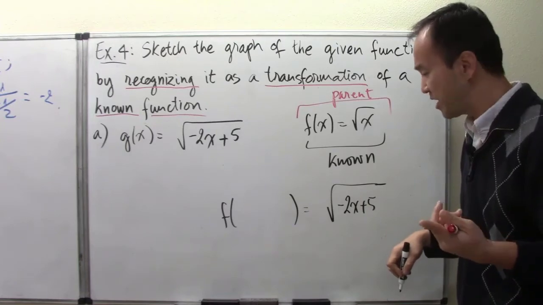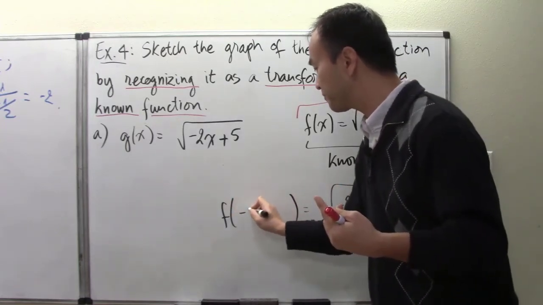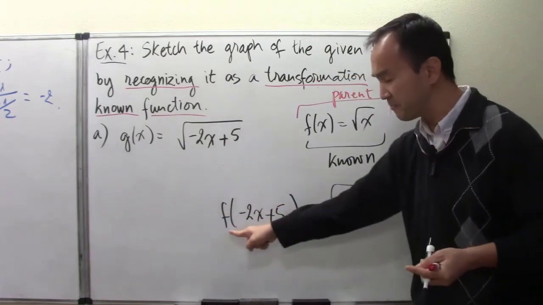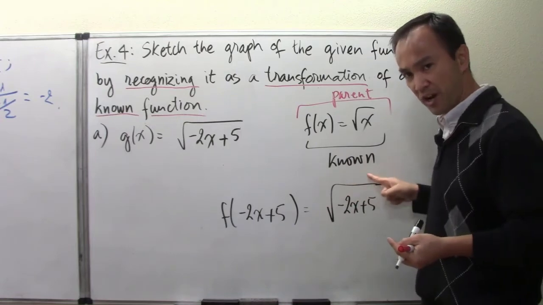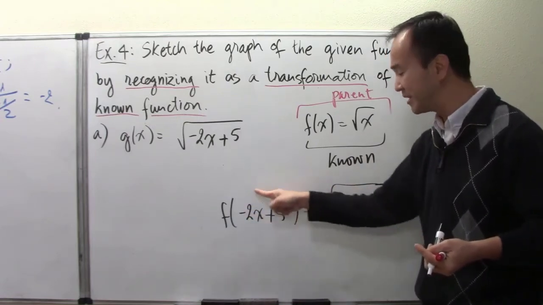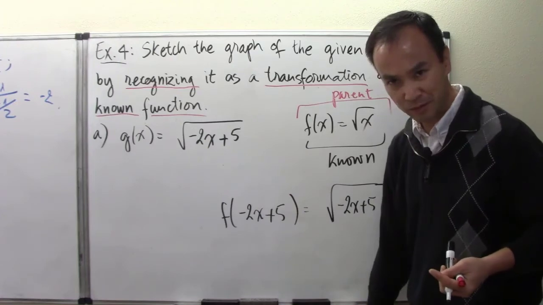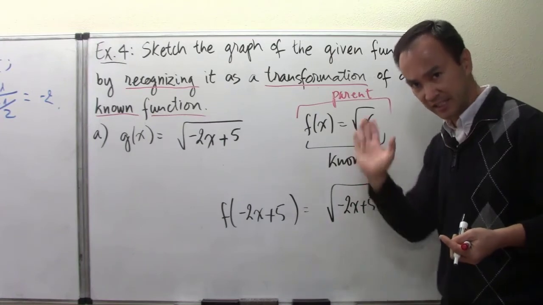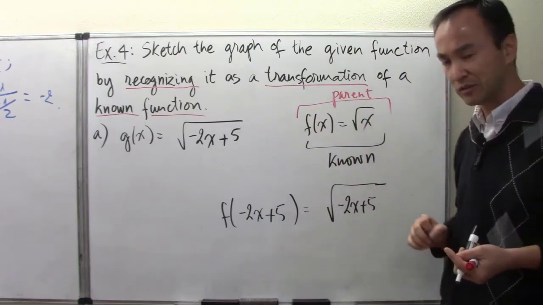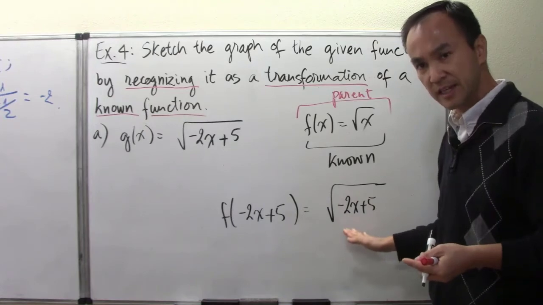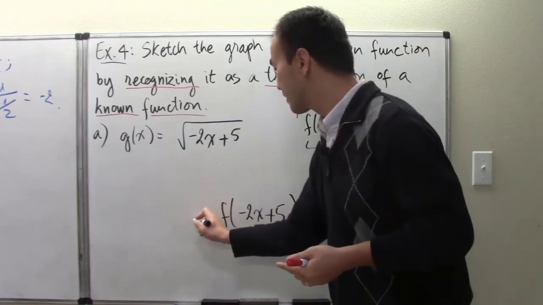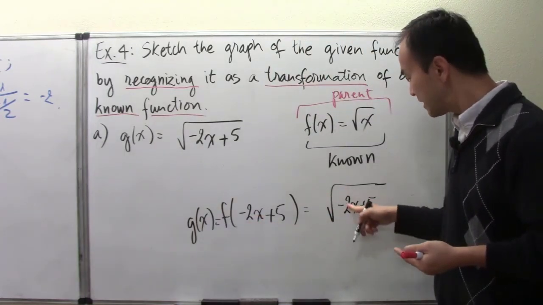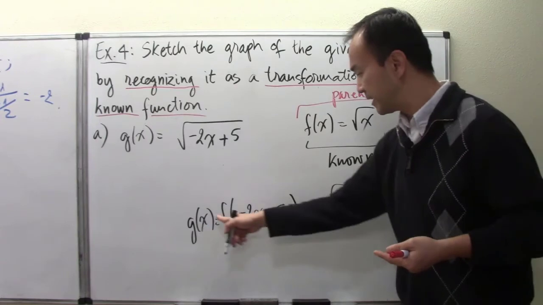So wait a minute, does that mean f of minus 2x plus 5? Yes, that's what it is. Because again, f simply means the rule is to take the square root of whatever. So that whatever here is going to be this linear expression, minus 2x plus 5. Doing that lands us exactly on the square root of minus 2x plus 5. That's the thought process that leads me into this. And this is going to be our g of x. Because we recognize this square root of minus 2x plus 5 is g of x.